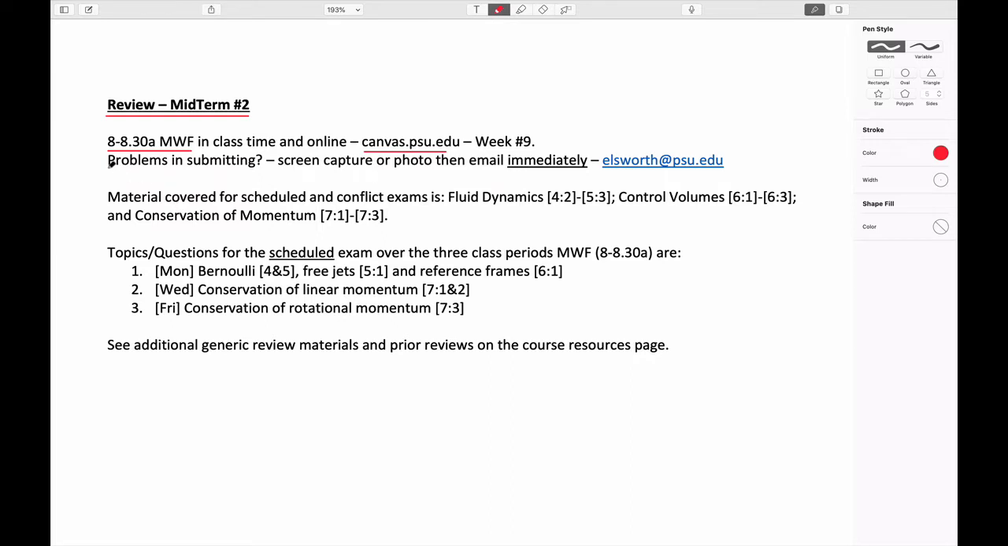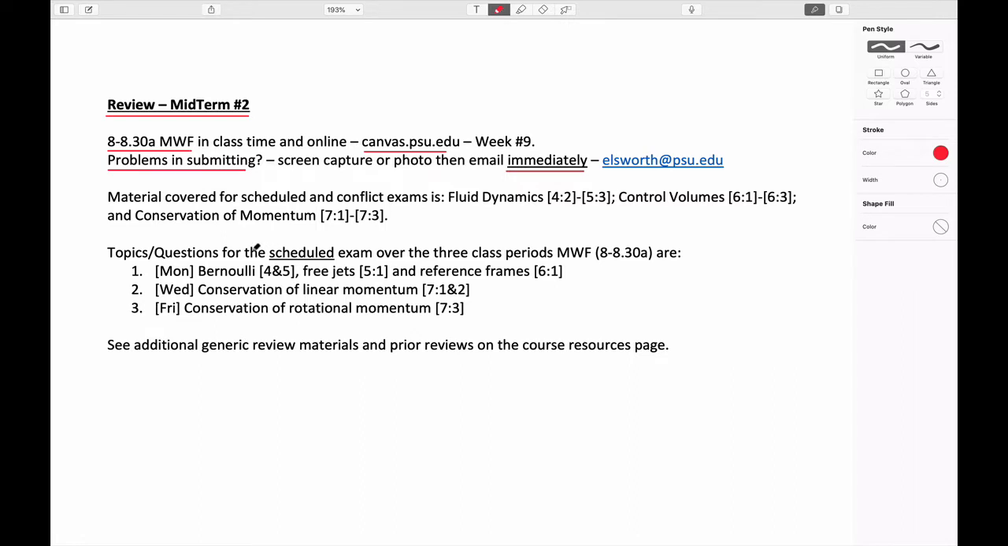And of course, the contingency, if you have problems in submitting, just take a photograph of your screen or put the answers in an email and send it immediately, importantly, to me. I can decide whether I want to incorporate it or not, but if you don't get it in immediately that has some kind of time stamp attached to it, then that's a problem.